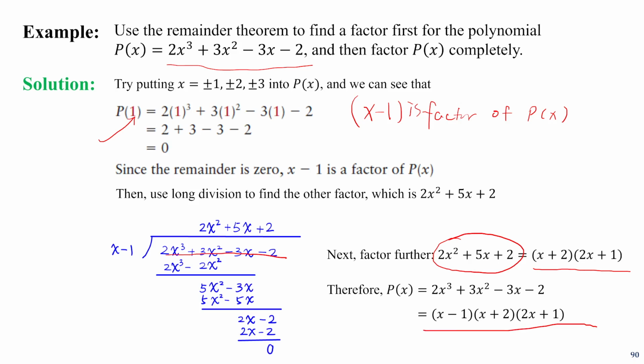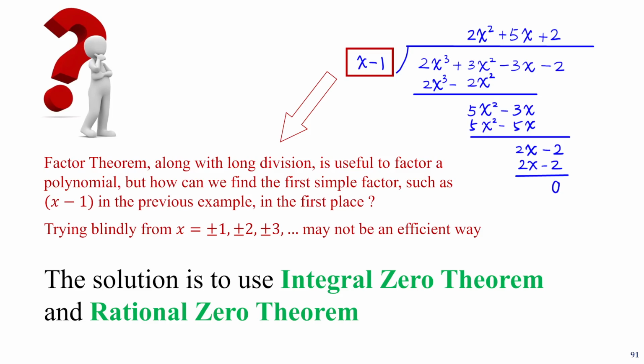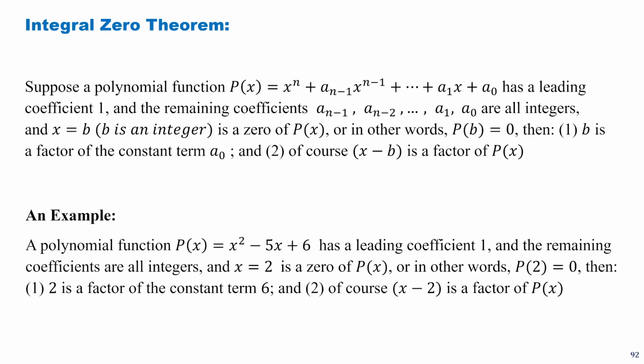So now the problem is that the factor theorem, along with long division, is useful to factor a polynomial. But how can we find the first simple factor, such as x minus 1 in the previous example, in the first place? Guessing blindly from x equals positive or negative 1, 2, 3 might not be an efficient way. Although sometimes it works, it's not very efficient. So the solution is to use two other theorems to help us, called the integral zero theorem together with the rational zero theorem. Let's have a look at this theorem in the next lecture slide.